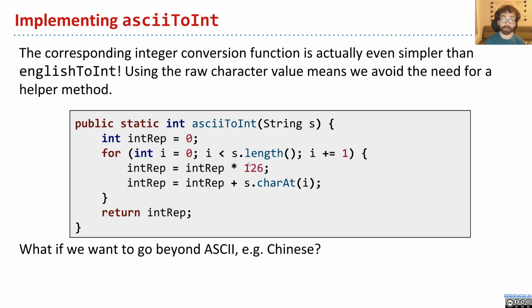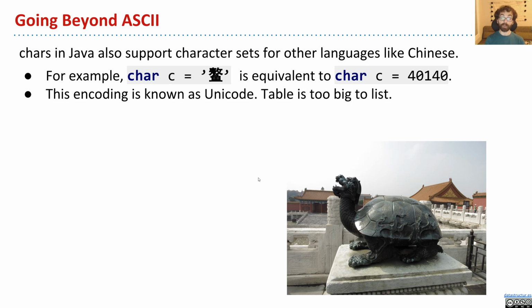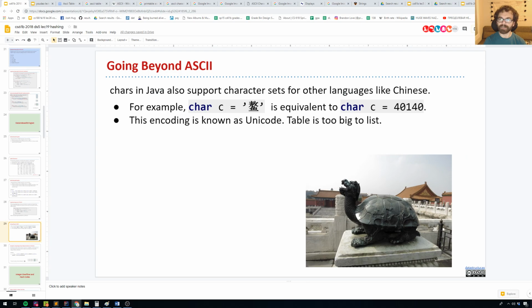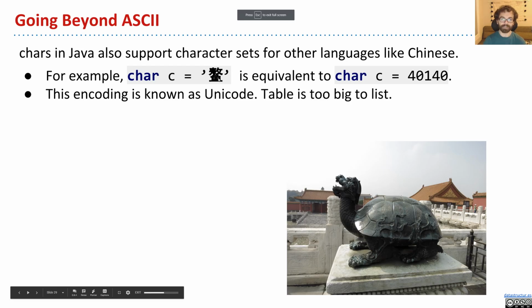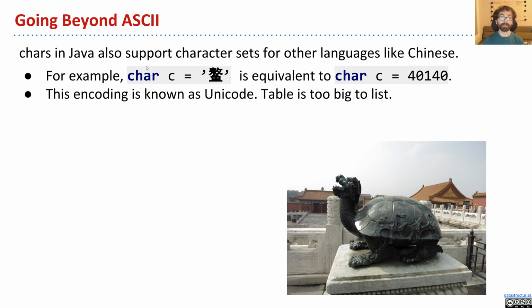Now maybe you want to go even further, go beyond ASCII, and you want to support other languages, like say Chinese. Well, it turns out that characters in Java also support character sets for other languages, like Mongolian, Chinese, whatever else out there. This looks terrible in the rendered version, though it looks good in the editor. Now it turns out if we do char c equals that character, that's the exact equivalent of saying char c equals 40,140. So this encoding that covers all possible character sets out there is known as Unicode. I'm not going to say anything more about it in this class. The table is too big to list, but be aware that this is possible in Java.